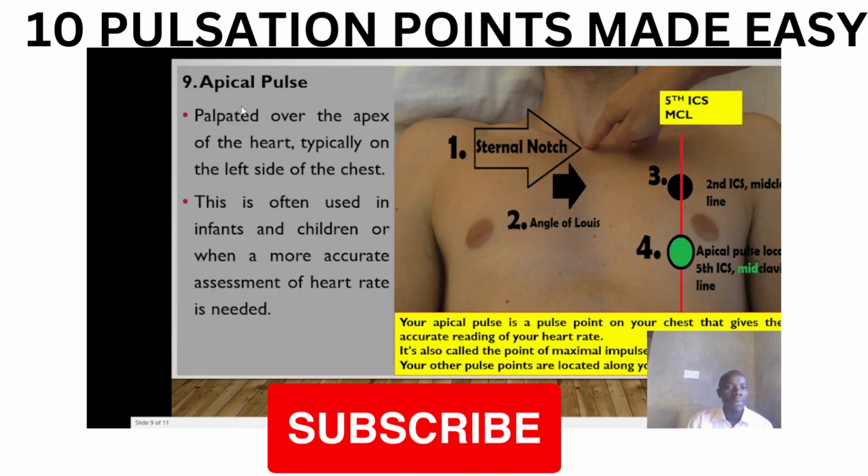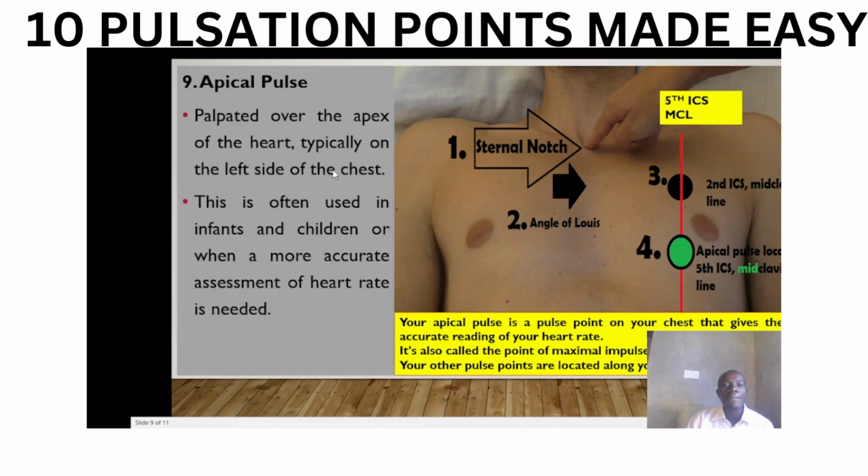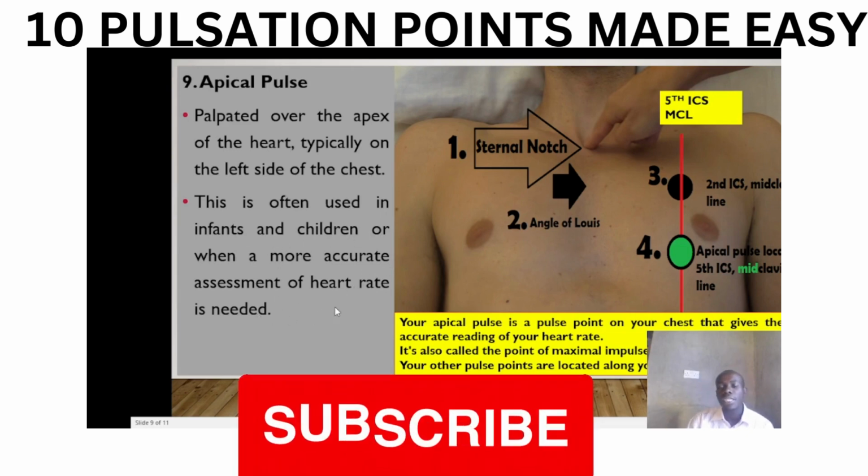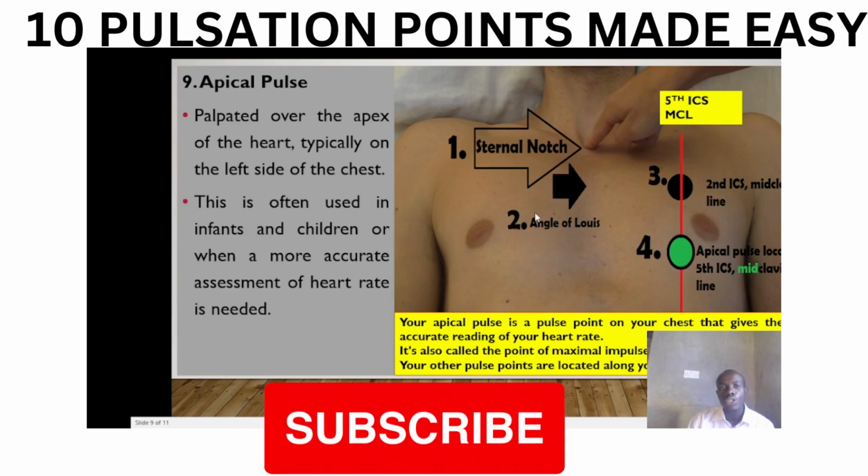So this one is normally palpated over the apex of the heart, typically on the left side of the chest. Okay, this is often used in infants and children, or when a more accurate assessment of the heart rate is required, guys. We look for the apical pulse using our stethoscope.